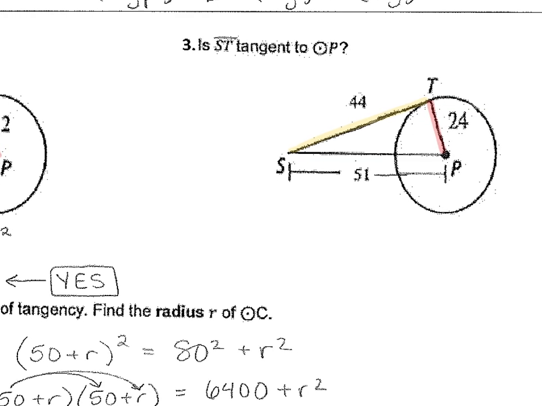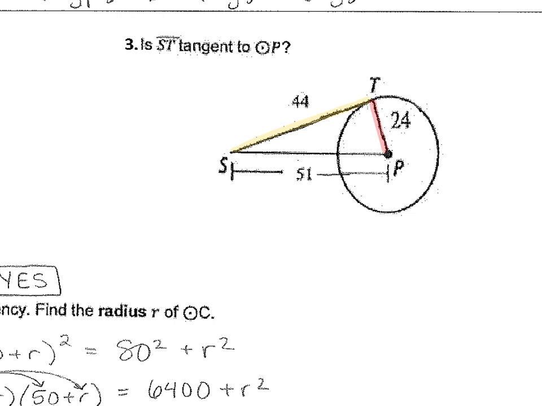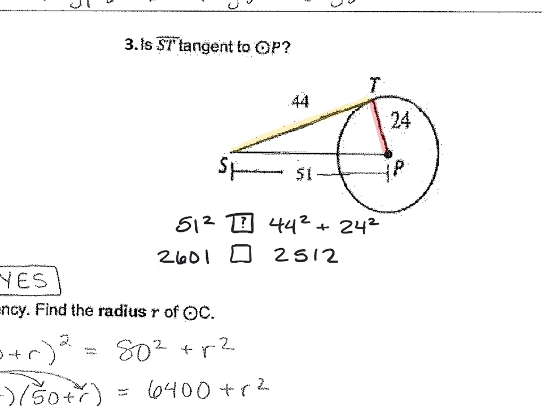Just to keep going, because I see a lot of us are finished, what we should have done on this problem is take the hypotenuse, which for us is 51, and check if 51 squared is actually equal to, because I don't know if it's equal yet, the legs, which is your tangent segment and your radius squared. Well, when you do this, 51 squared is 2,601, and 44 squared plus 24 squared, if you did that in a calculator, is 2,512. Are those equal?